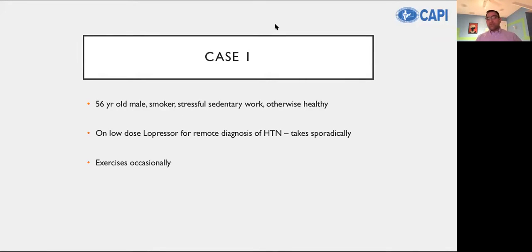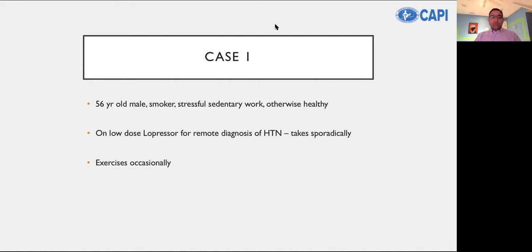So I'll just go with a case-based approach to this. I'll start off with one case. And the way I've designed this presentation is, once we have managed a patient acutely in the inpatient setting and as they're transitioning to the community, how do we manage those patients? What are the challenges? And how do we take it from there?